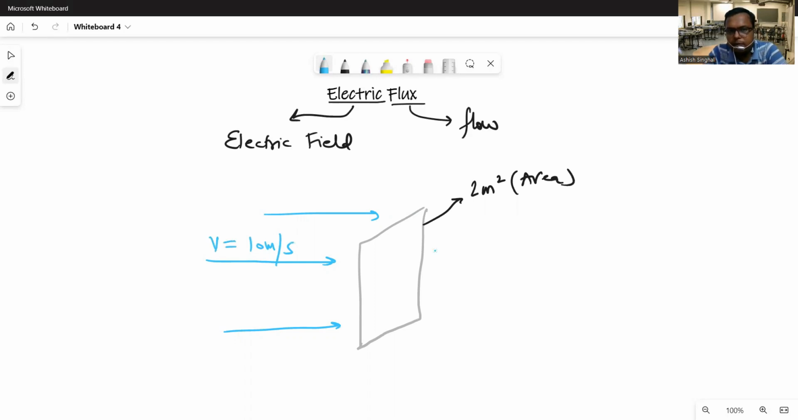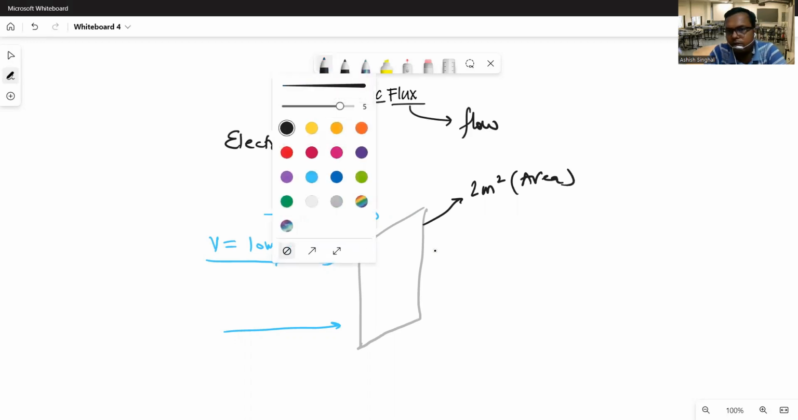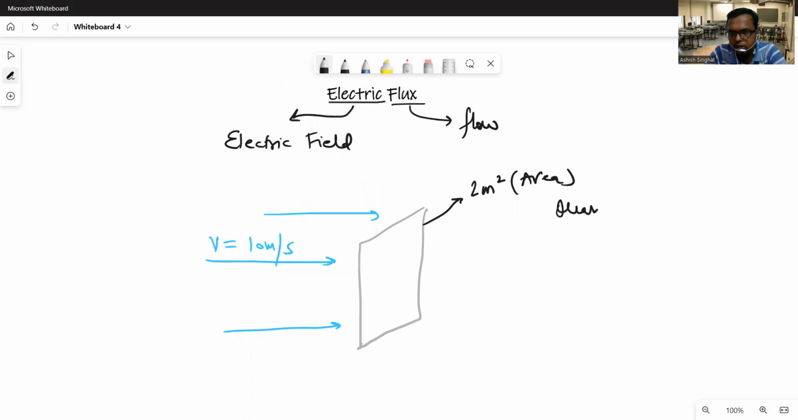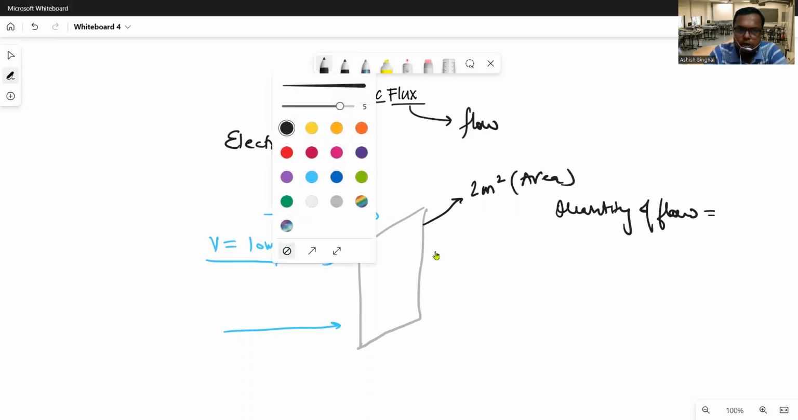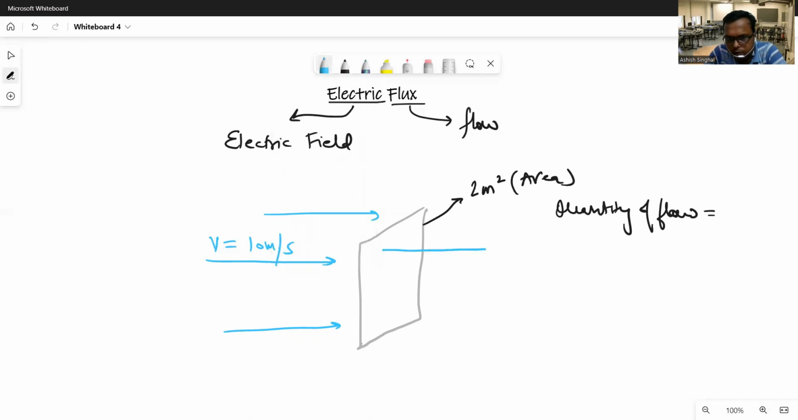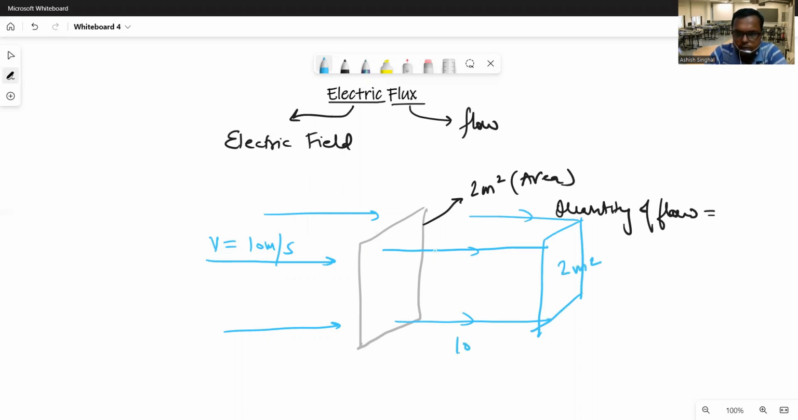Now, here 10 meter per second would mean that the fluid should be able to cover 10 meter every second. So imagine if we have to calculate the quantity of fluid that is flowing out of the window in 1 second. Quantity of flow. So let's say in 1 second, the fluid has been able to cross 10 meter like this. And the cross-sectional area of this fluid that has flown out of this window should be the same as that of the window. So this has to be 2 meters square and this has to be 10 meter because we are talking about 1 second.